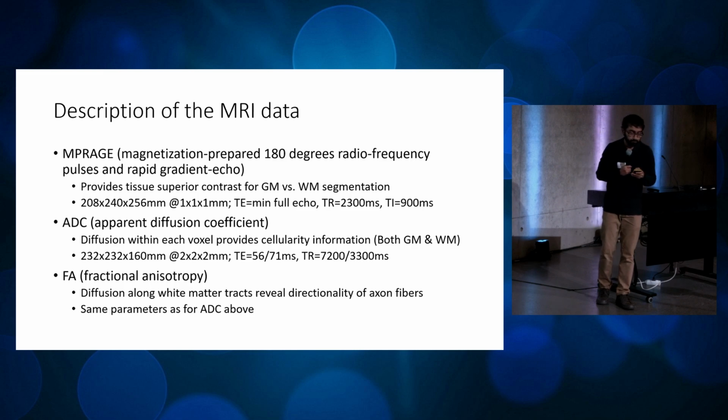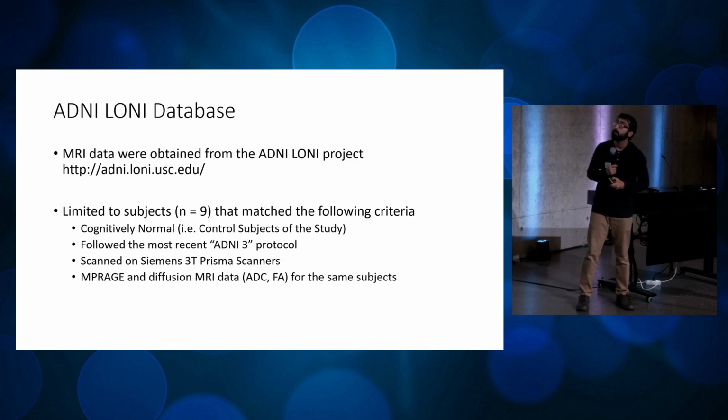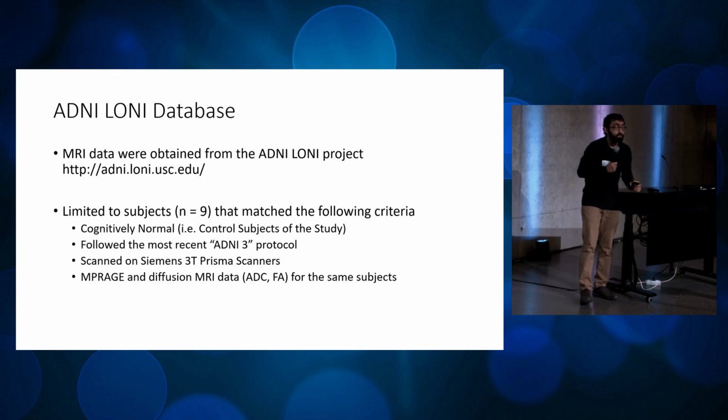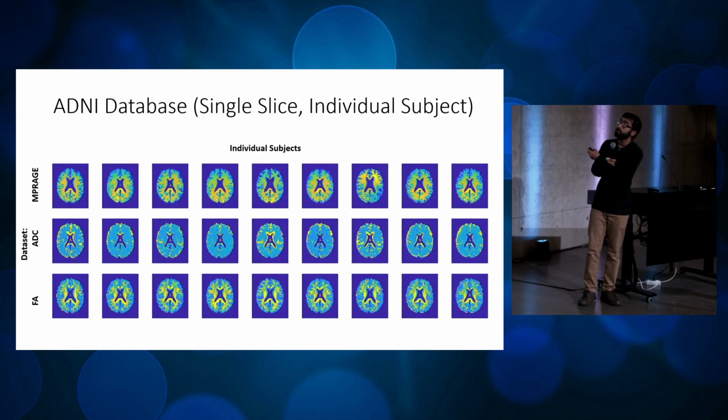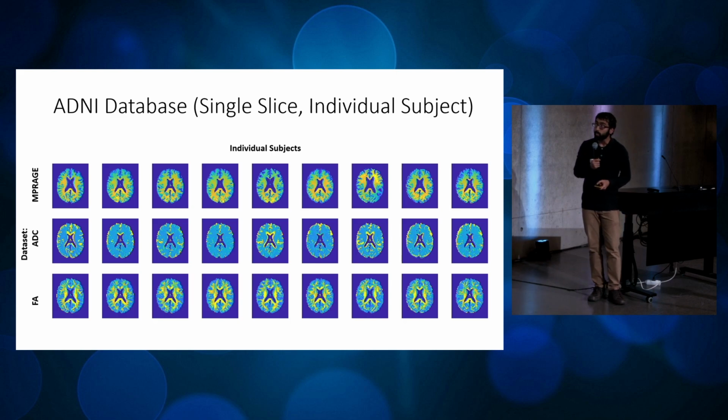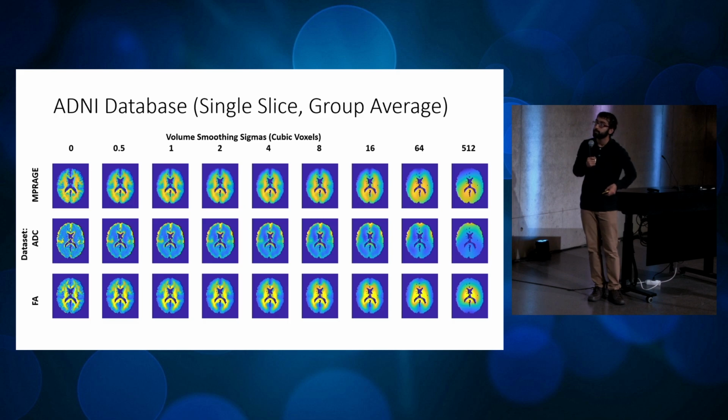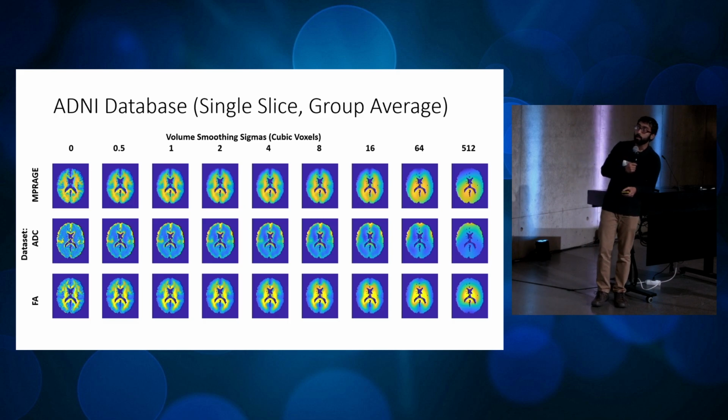throughout the brain. These different data sets we have acquired from the ADNI database, which is a multi-center imaging study in the United States. We focused on the control subjects, and 9 subjects met our criteria. So these are the 9 subjects over here. We have the MP-RAGE, ADC, and fractional anisotropy data sets from MRI imaging. And you can put this through different levels of Gaussian smoothing as well. That's important to give our neural network some neighborhood information.